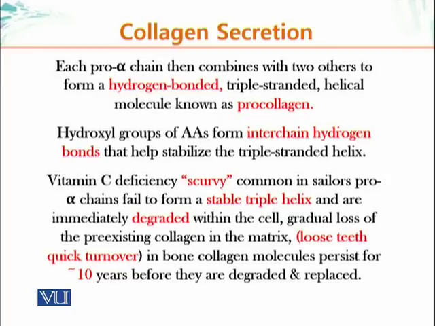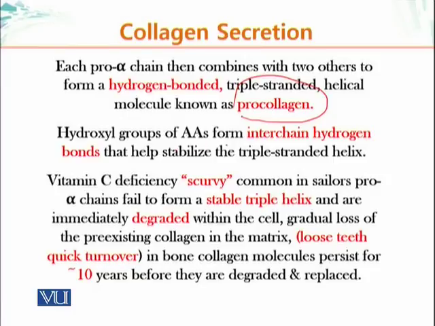Each pro-alpha chain then combines with two others to form a hydrogen-bonded triple helix, which we have seen the structure of. And now it is called pro-collagen. So three pro-alpha chains come together and form the triple helix, and now the triple helix is referred to as pro-collagen. I'll show you a schematic of all this in the next slide. But let's just read it out so I make sure that I'm not missing out on any important information.